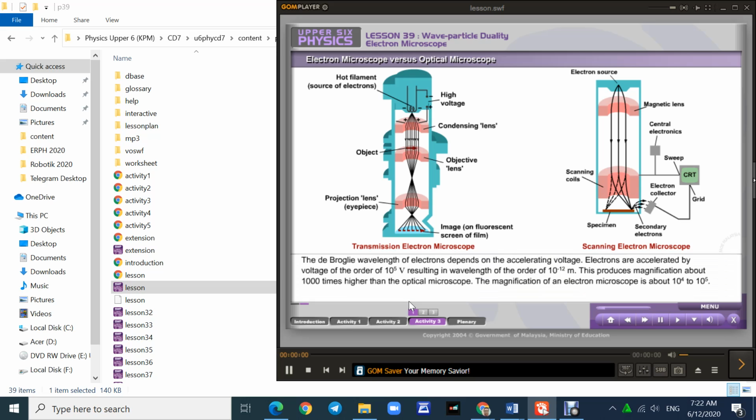The de Broglie wavelength of electrons depends on the accelerating voltage. Electrons are accelerated by voltage of the order of 10^5 volts, resulting in wavelength of the order of 10^-12 meter. This produces magnification about 1000 times higher than the optical microscope. The magnification of an electron microscope is about 10^4 to 10^5.